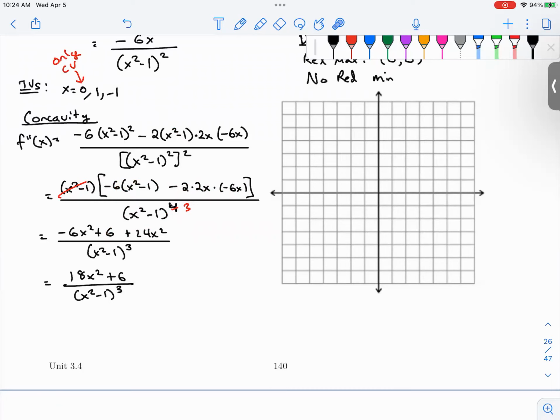So, all right. What are the critical values, basically critical values and important values? Where are the x values where the second derivative does not exist, and where it's equal to 0? 1 and -1 only. So f double prime equaling 0 or does not exist implies x equals 1 and -1 only. Notice that the numerator is a sum of squares, 18x squared plus 6. That's never 0.